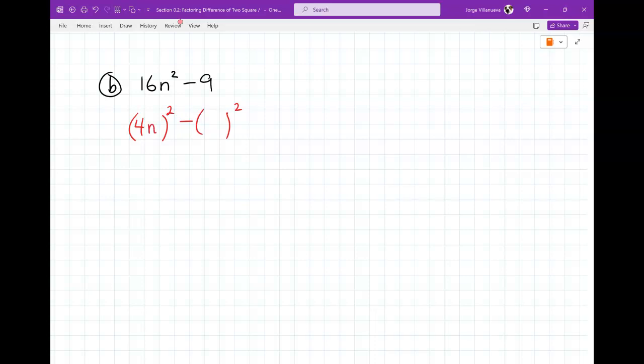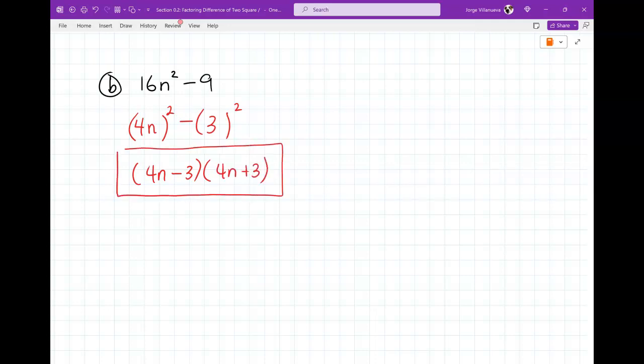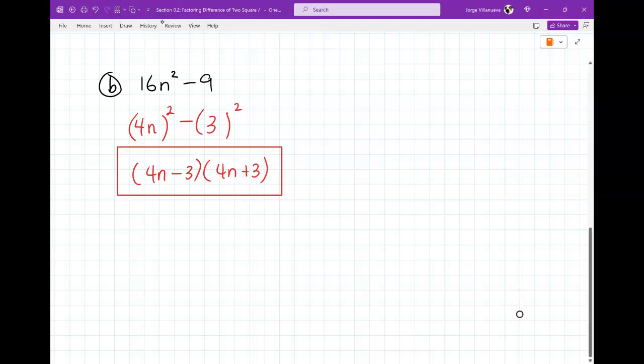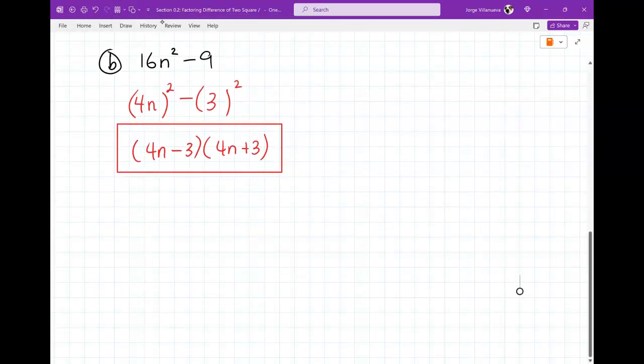And then what letter squared gives me n squared? That's just an n, right? And then what squared gives me 9? 3. So then my answer is just 4n minus 3 and 4n plus 3. And that's it. Okay? So that's all you need to do these types of problems. Now, every once in a while you get some weird looking one. So I'll get to doing one of those. But before I do that, do you guys have any questions on A or B? Again, this is just difference of two squares, how we work a difference of two squares.